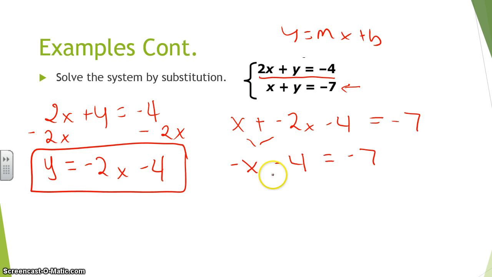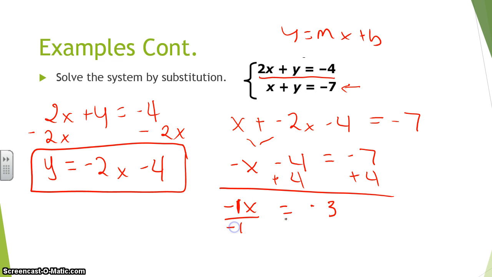To continue to solve for x, I'm going to add 4 to each side. So what I have here is negative x equals negative 3. I want to get x by itself. We can't have a negative, so I can divide each side by negative 1.